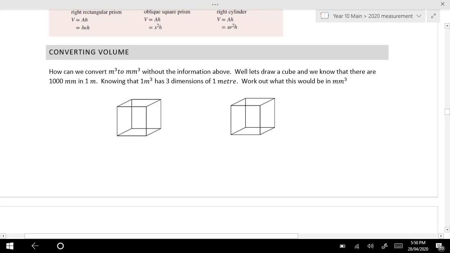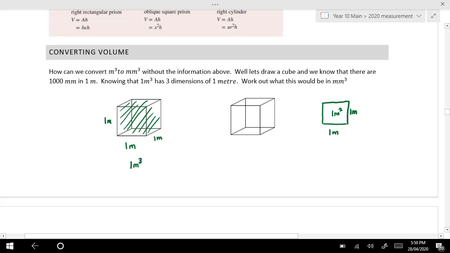First of all, when converting volume, you've got to consider that when we're looking at area, we're looking at only 2 dimensions. So I might have been looking at a square. 1 square meter was 1 meter by 1 meter, and that would be 1 meter squared. But in this case, 1 meter cubed is 1 meter by 1 meter by a height of 1 meter. It's how much space it takes up. So that 1 meter cubed is all that space in there.